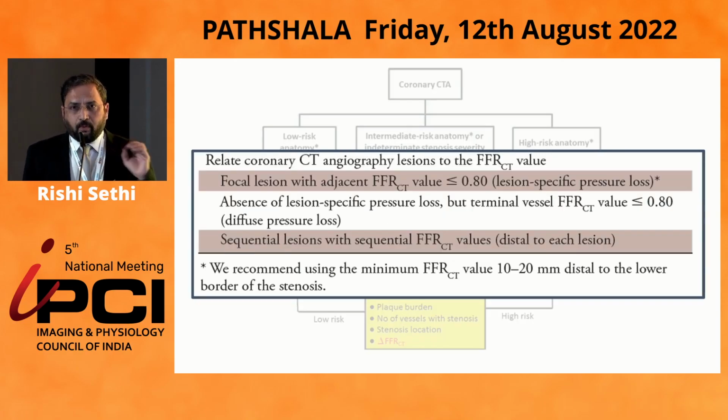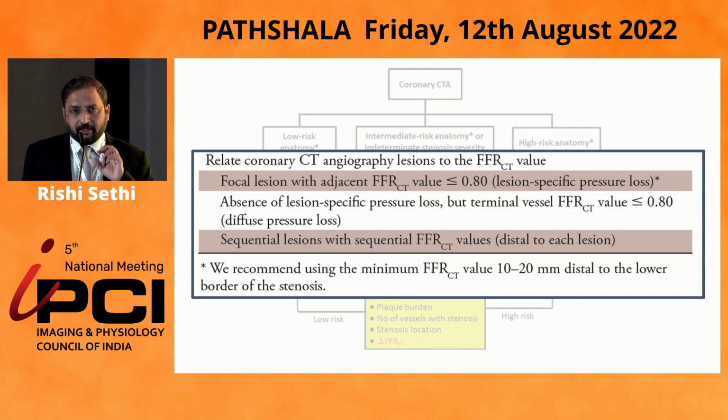One thing I want to highlight here is that when we are seeing the reports of a CT-FFR value, we have to look at the value that is 1 to 2 centimeters distal to the lesion that we are interrogating by that CT. And there are two reasons for this.